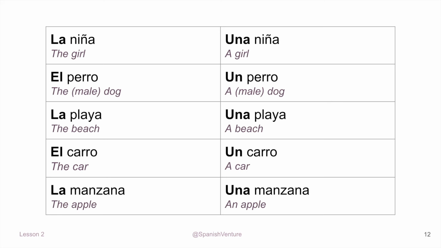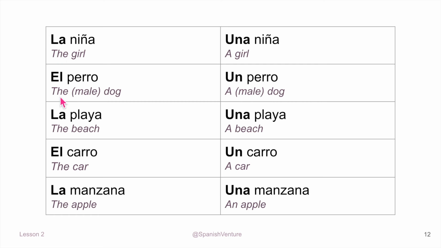So based on the previous chart, let's look at these examples that we saw earlier. We have la niña, una niña, el perro, un perro, or in this case, male dog, la playa, una playa. And as you can see, in these two examples at the top, la niña, feminine noun, el perro, masculine noun.